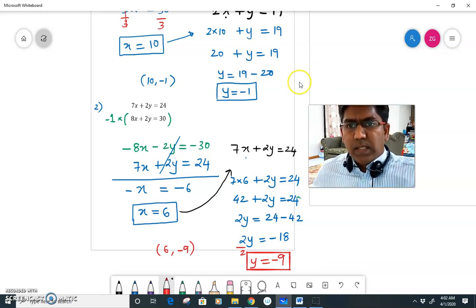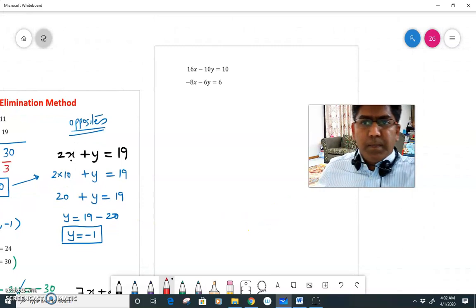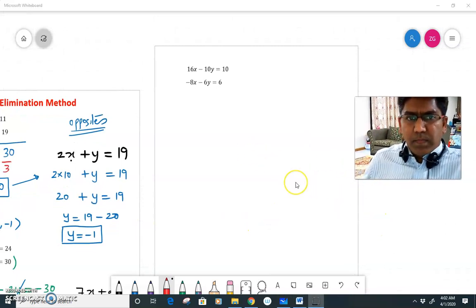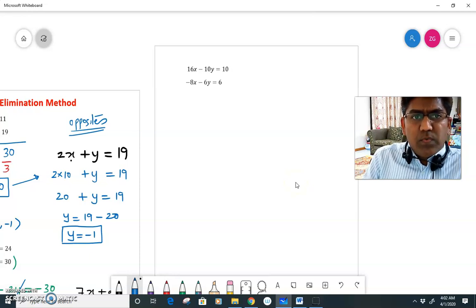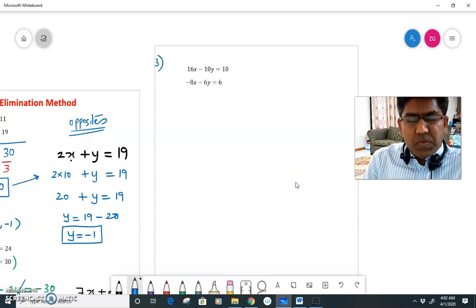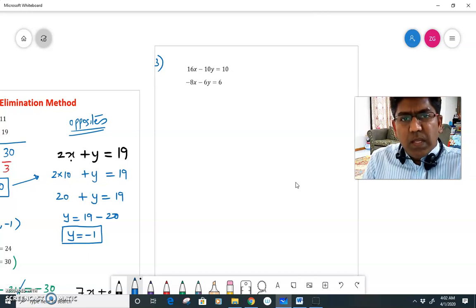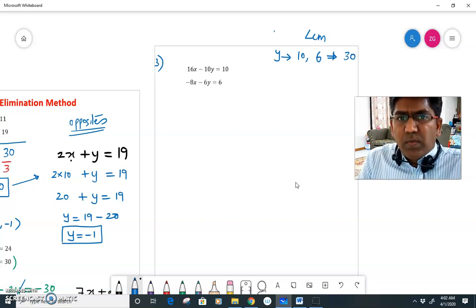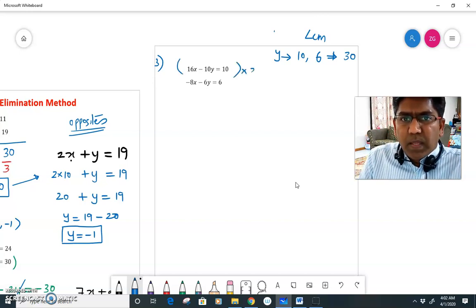Let's have a look at the third and the last example. Now, in this question, the coefficient of x is not the same, and the coefficient of y is also not the same. So I need to make one of them the same. If I need to make y the same, the LCM of 10 and 6 is 30. So in that case, I need to multiply both equations by a number. The first equation I need to multiply by 3 and the second equation by 5 to make y the same.